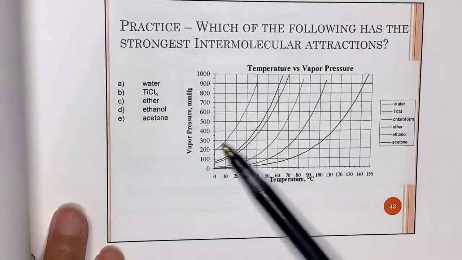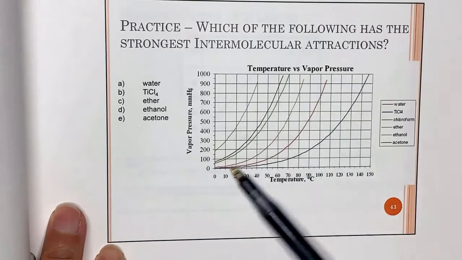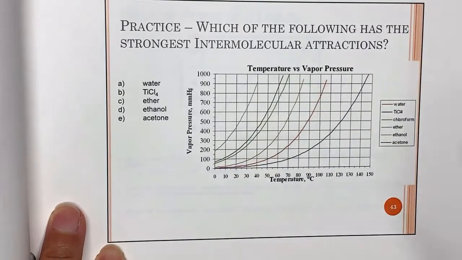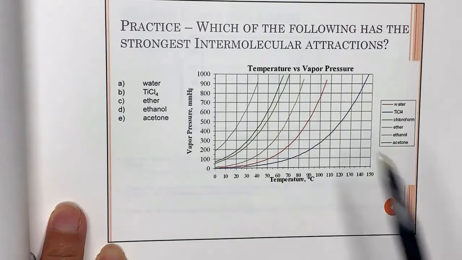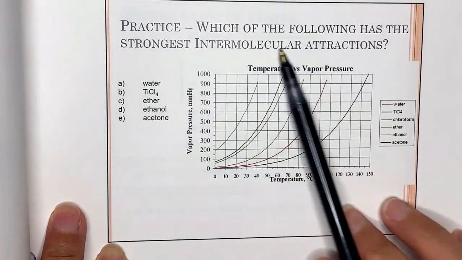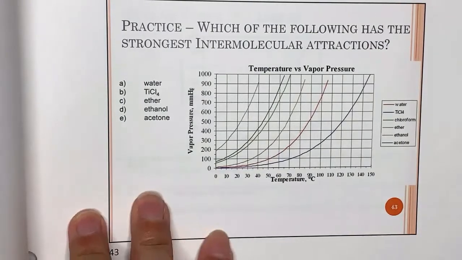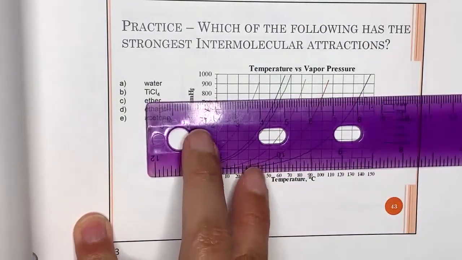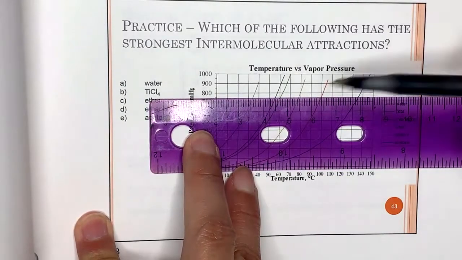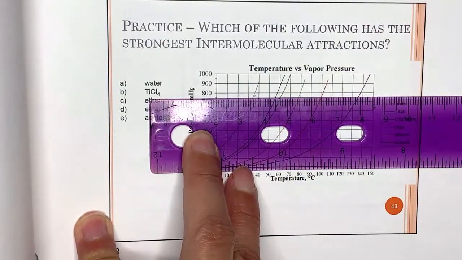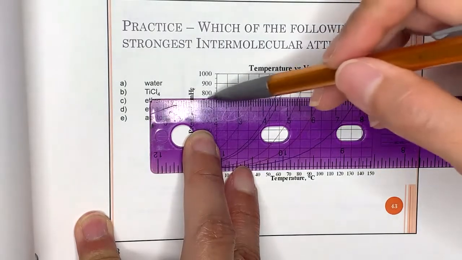Now, while we're looking at it, let's take a look at this picture here. So here's my vapor pressure curve for a bunch of different kinds of liquids. They're asking which one has the strongest intermolecular attraction. So the strongest one should have the highest boiling point, agree? So we can just look, okay, let's say we want to look for 760, somewhere around here. So this one right here, I guess I could draw a line, show you.